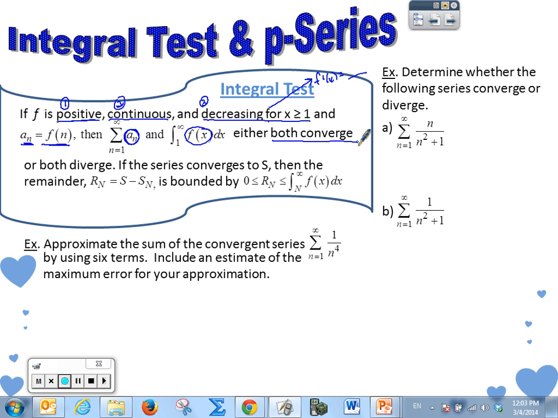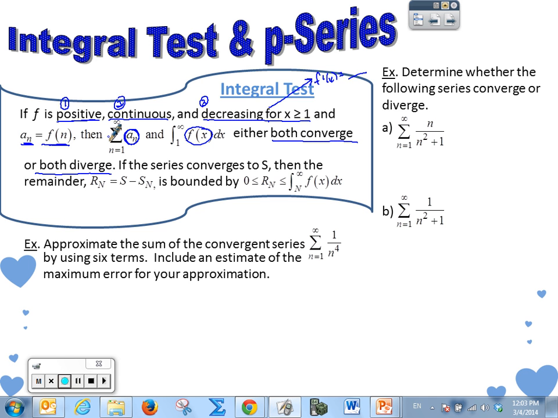If the integral converges, then the series converges. If the integral diverges, then the series diverges. That's how the test works. We see what the integral does. If the integral has an answer, like 2, -5, something like that, then it converges. If the integral goes to infinity, then it diverges. So that's how this test is set up.